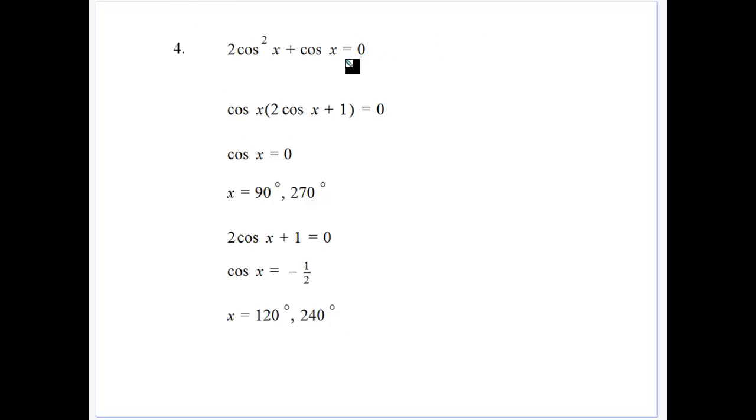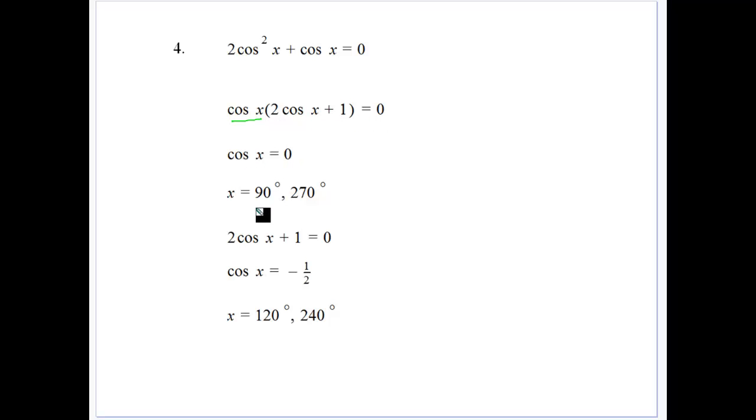This one's not factorised, so we have to do some factorisation for it. So we look at what we've got. It's equal to 0 there. There's no constants, so we've got a common factor of cos x. So we can factorise cos x outside of the bracket of 2 cos x plus 1.